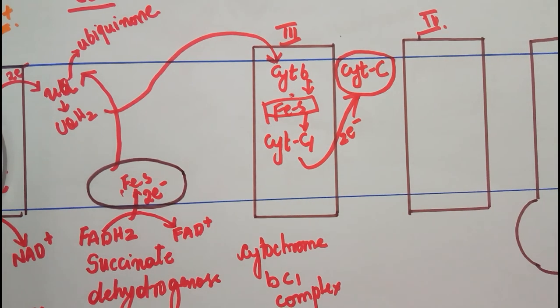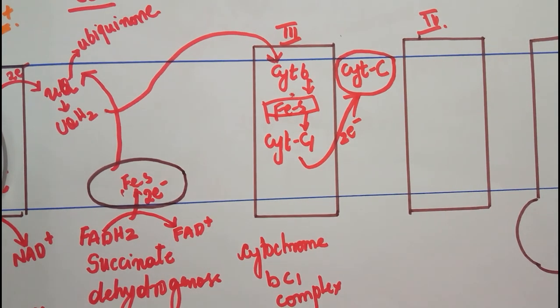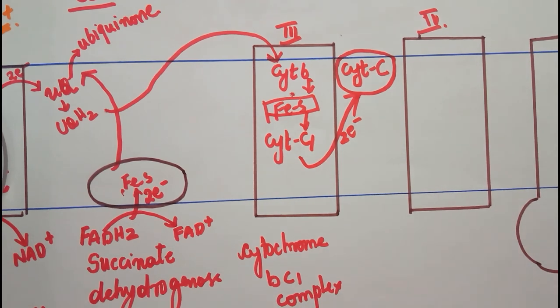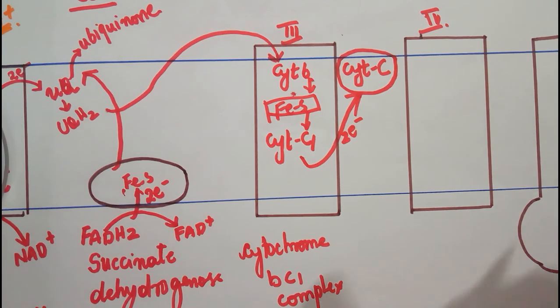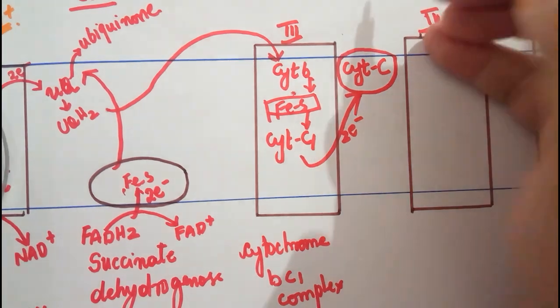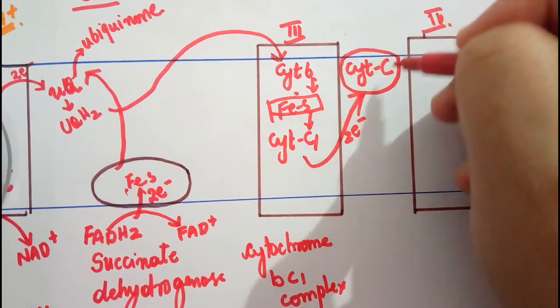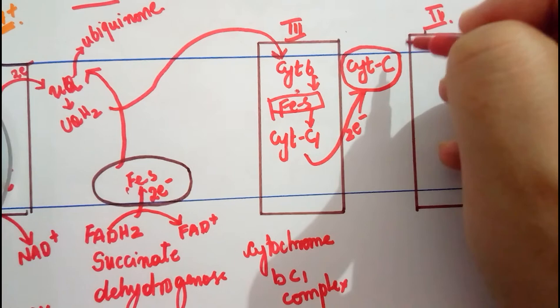The options can be plastocyanin. Remember, plastocyanin is also a mobile electron carrier. Ubiquinone is also a mobile electron carrier. Cytochrome C is also a mobile electron carrier. A copper containing mobile electron carrier is different again. We know plastocyanin is a copper containing mobile electron carrier. All that we'll study later. So, cytochrome C is a mobile electron carrier.